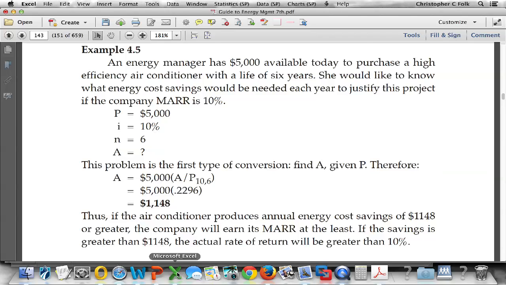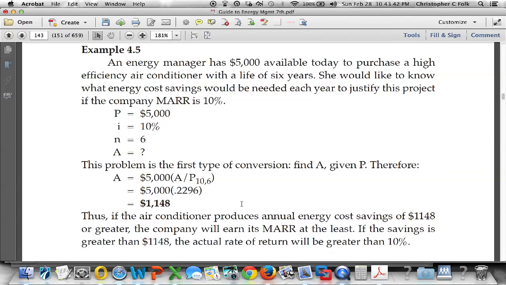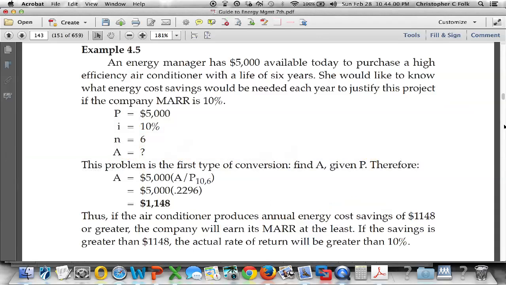So if I go back to the spreadsheet and I go back to my interest tables, and this time I say 6 years, and I hit enter. And again, what were we looking for? We were looking for find A given P. So back to the table. Find A given P. There it is right there. So 0.2296 is what it says the multiplier is. That's what we multiply times the $5,000. Sure enough, there's the 2296, right? And when we multiply the two together, we come up with $1,148.